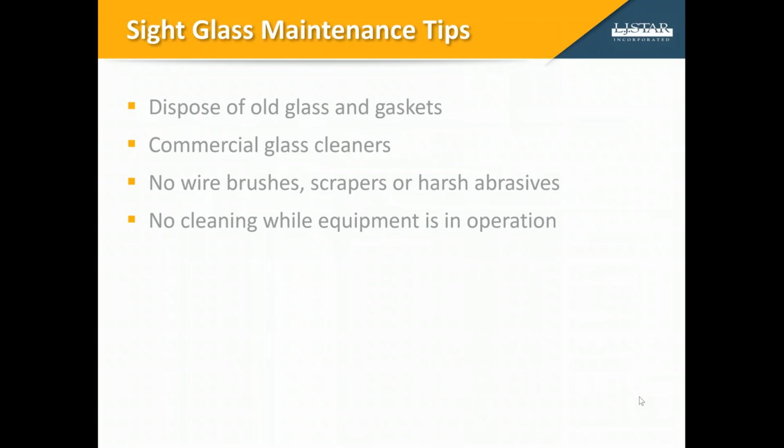Once a conventional sight glass has been removed from its mounting, discard the glass and gaskets and replace with new glass and gaskets. There's only one exception to this rule. Metaglass safety windows may be reinstalled, following the instructions provided for this procedure. Keep glass clean using commercial glass cleaners. Never use wire brushes, metal scrapers, or harsh abrasives to clean a sight glass window. Do not attempt to clean glass while equipment is in operation.